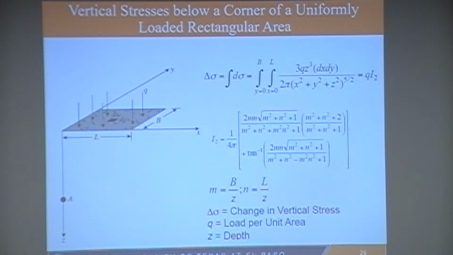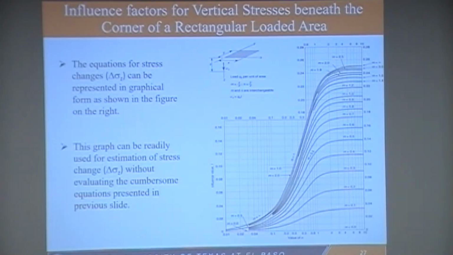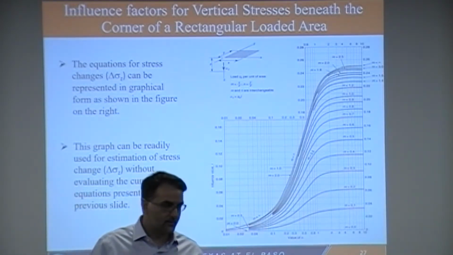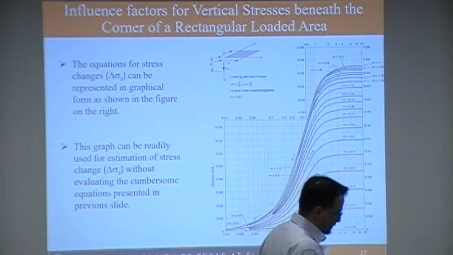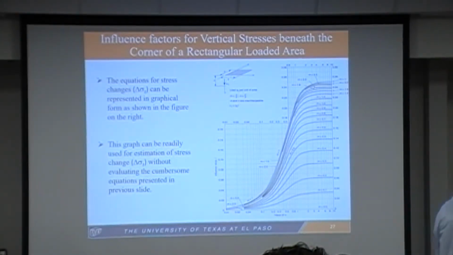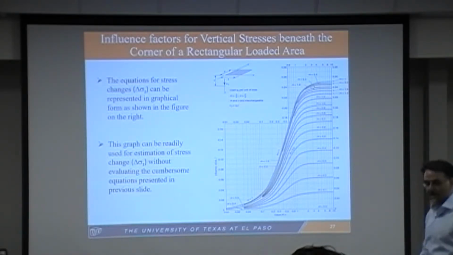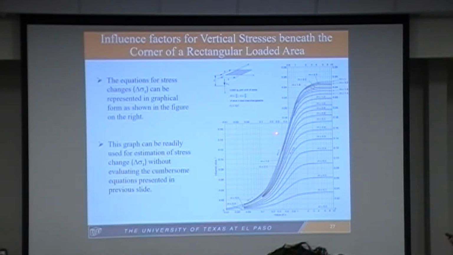But let's just see what these equations are essentially concerned with. We are looking at the M value and N value. Those are the ratios of width over Z and length over Z that we have. So if you do those calculations based on the geometry of your footing, and you know what would be the depth that you're interested in doing the calculations at, then you end up going and using this graphical graph. So let's see what we have here.